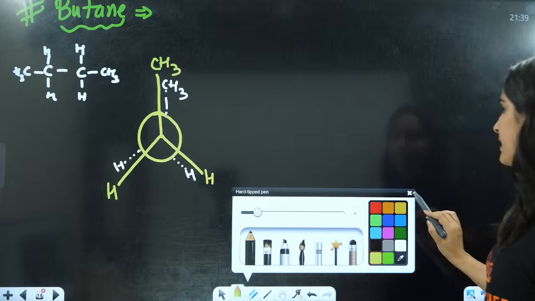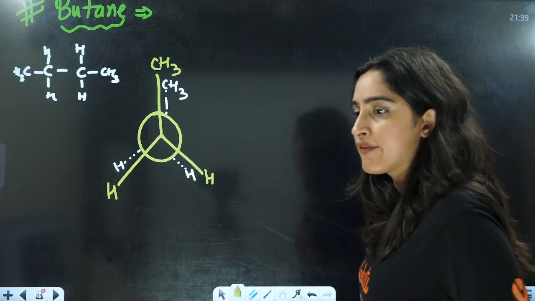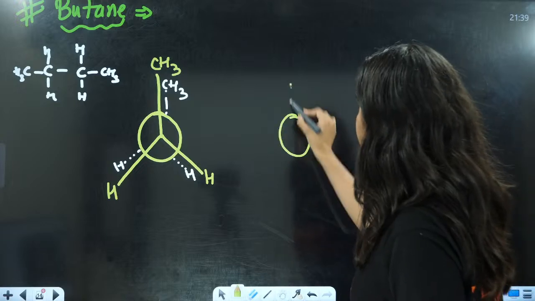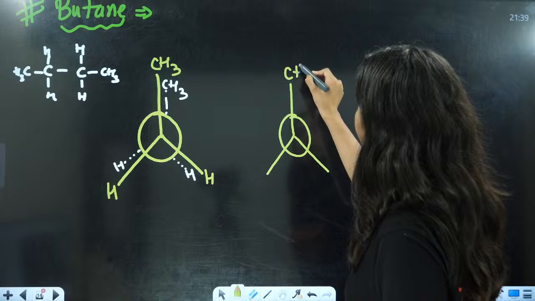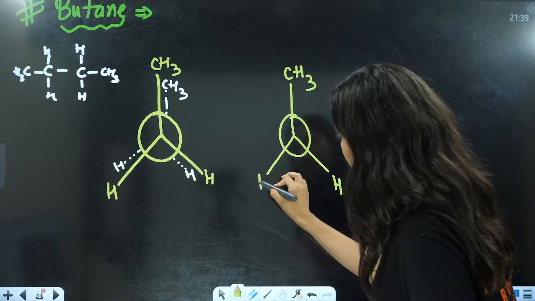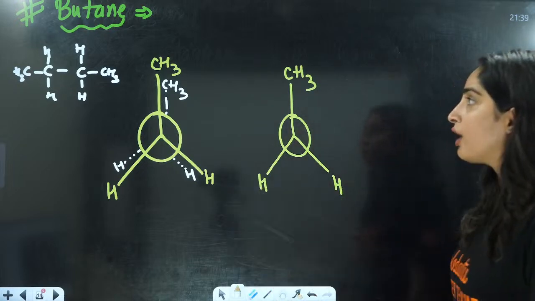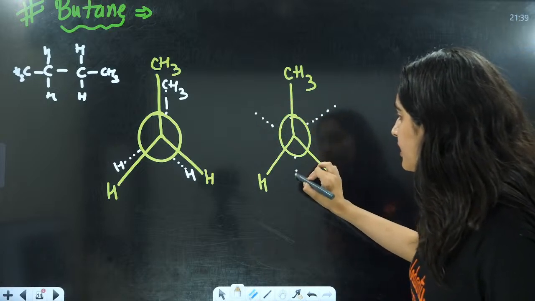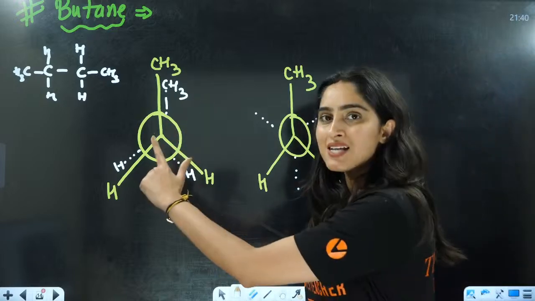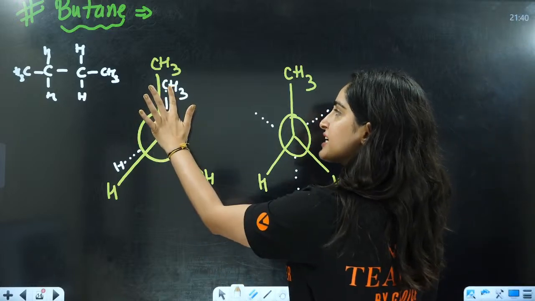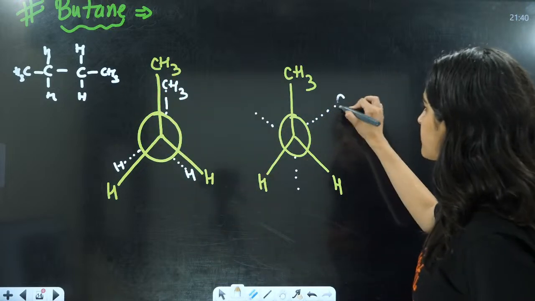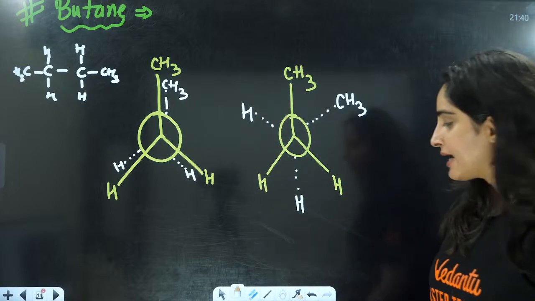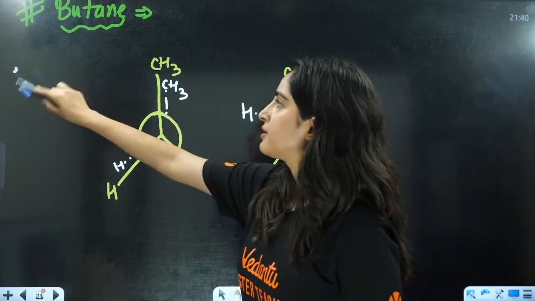Now the second case here: this is the BMW, this is CH3, this is H, this is H, right? After that, draw this one, rotate the back side to 60 degrees. This is CH3 here, rotate it to 60 degrees. This is going to be CH3, this is going to be H, and this is going to be H here. Right? Have we drawn 2 structures here?